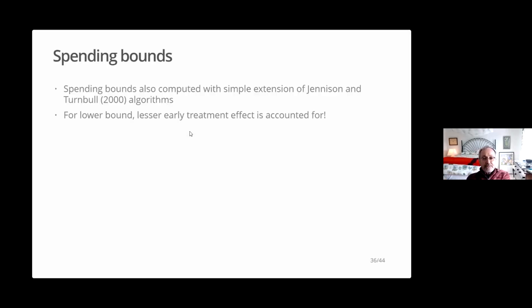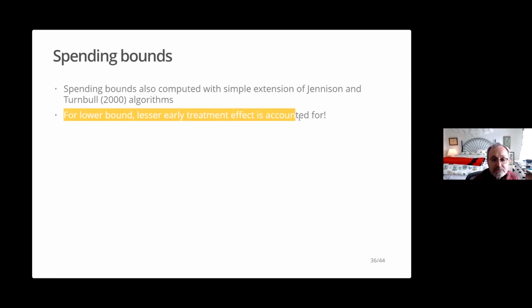Okay, so spending bounds, a pretty simple extension again of Jennison and Turnbull. For lower bounds, I'm going to account for the fact that my average hazard ratio is less. So I'm not going to spend as if I have a constant treatment effect. My early spending probability is going to depend on the fact that I've assumed a delayed effect. So I'm going to have a more lenient early futility bound. So that's accounted for here.